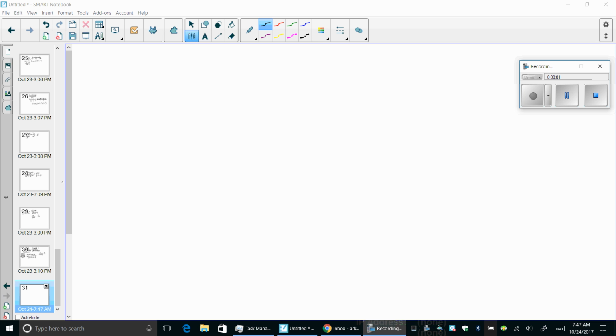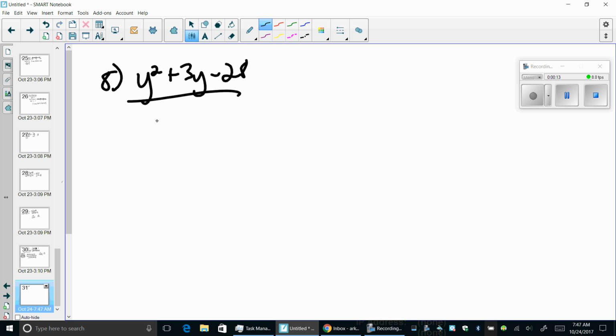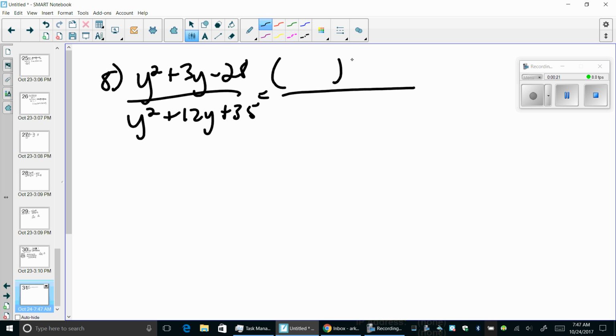To get in a few more this morning, and I'll try to finish it up this afternoon. Number 8 is y squared plus 3y minus 28 over y squared plus 12y plus 35. These are some of the easiest to factor because this is kind of where you started with factoring when you start doing that in Algebra 1.